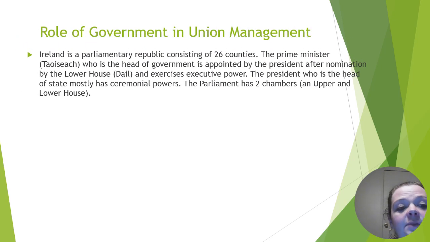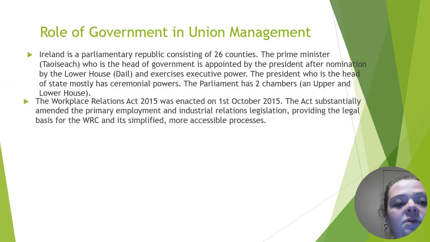Ireland is a parliamentary republic consisting of 26 counties. The Prime Minister, who is also the head of government, is appointed by the President after nomination by the lower house and exercises executive power. The President, who is the head of state, mostly has ceremonial powers, and the Parliament has two chambers, an upper and a lower house.